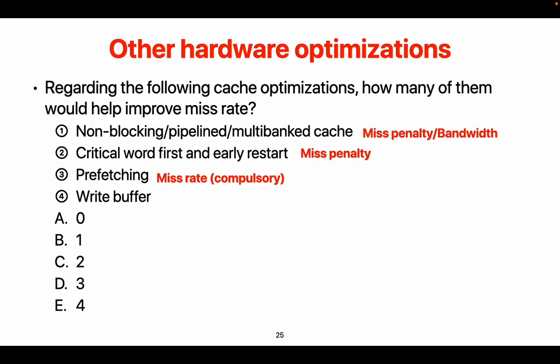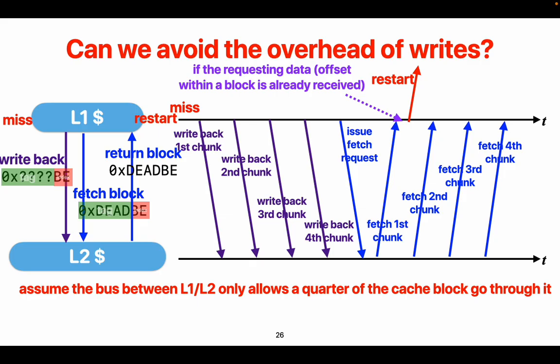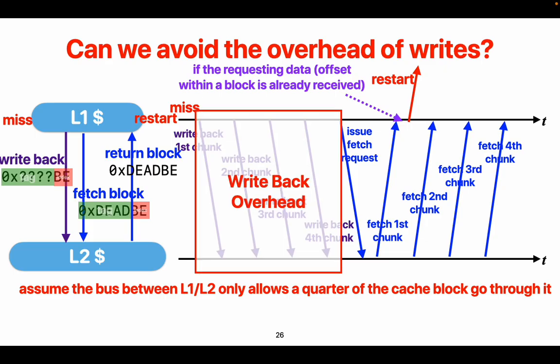Write first and then let it write back later. Okay, so here's the thing, right? If you think about the overhead of writes, right? So right now, even though we have critical word first, early restart, you still have to wait for this whole period for data to be written back. Agree? And writing is also very time consuming, right?